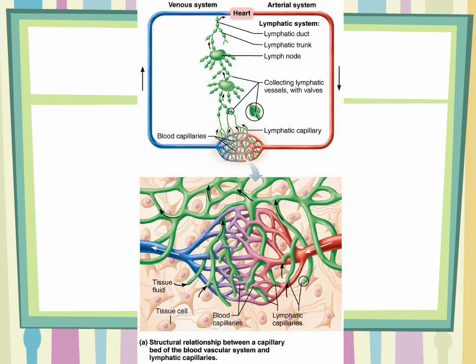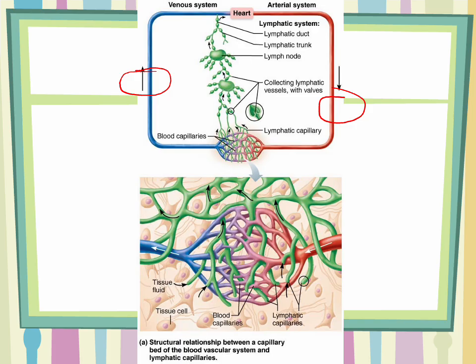Okay, so here we can see a little diagram of all the three important vessels together. If you guys can see on the right side, we see red arteries, blue veins in the left, and then in the middle we see this green friend. This is the lymphatic system.